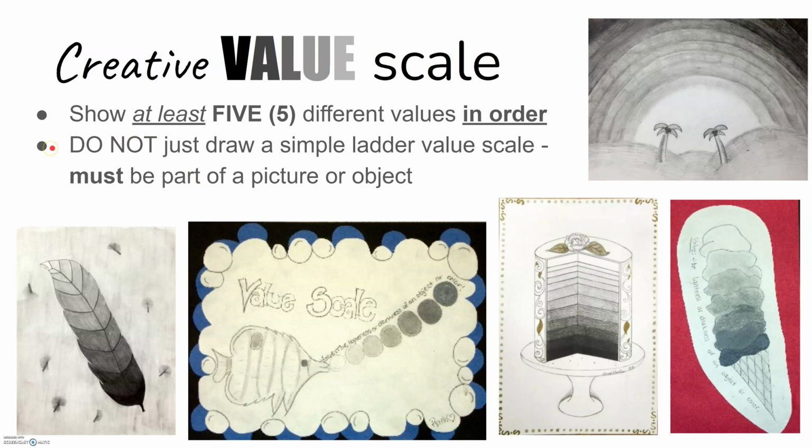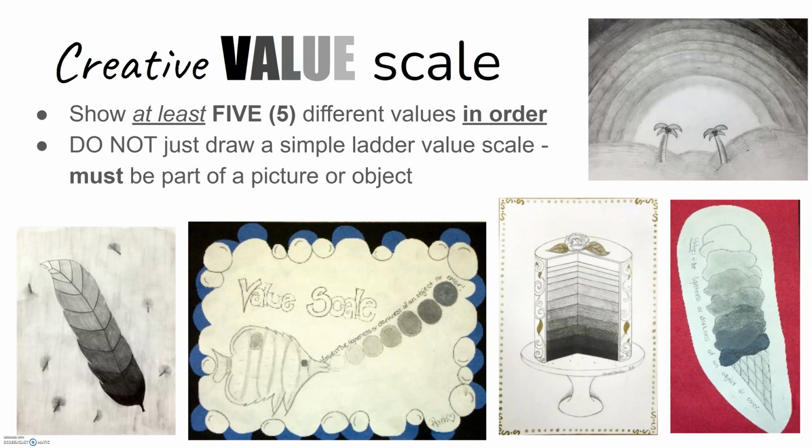For your project, you are going to make a creative value scale. I want you to show me at least 5 different values in order, so going from darks to lights. Do not just draw a simple ladder value scale. Do not just draw the boxes, okay? It has to be part of a bigger picture or created or part of an object that then goes from the lights to the darks. We already did a worksheet that showed me those simple ladders, so please do not make that for this project. I want to see you take it and make it something else.